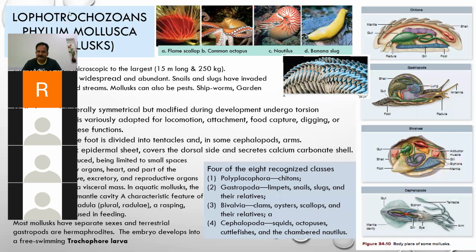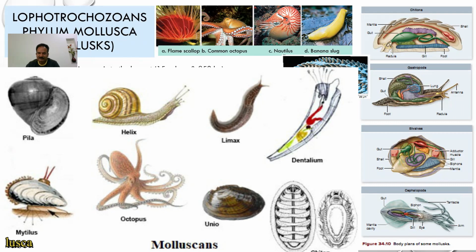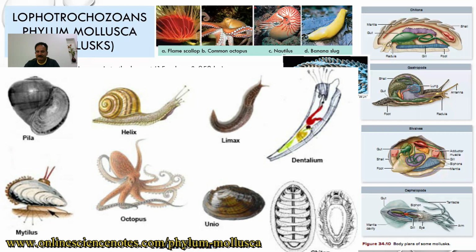First is Polyplacophora. It contains chitons. This is an example of a chiton, and chitons are present in the marine ecosystem. Second, Gastropoda. It consists of limpets, snails, and slugs. Third class is Bivalvia: clams, oysters, scallops, and their relatives are present in this class, animals which have a limited exoskeleton. Example of the class Cephalopoda: squids, octopus, cuttlefish, and the chambered nautilus. Here are examples of the common octopus, nautilus, and banana slug.